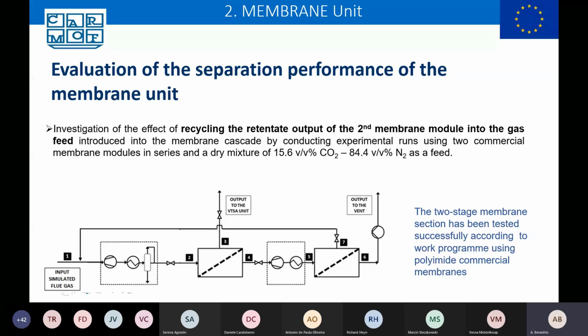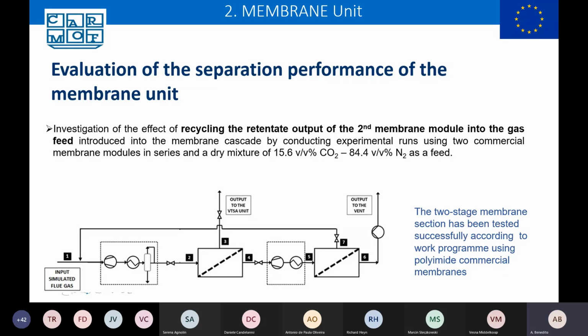For the studies that we have done, a dry mixture of 15% CO2 and 85% nitrogen was used, similar to the industrial cases contemplated in the pilot plants, avoiding all the contaminants and other toxic material like SOx, NOx, or other toxic by-products of the cement plants. Well, the system is currently operating correctly within the expected working ranges, as well as the expected purities of the CO2.